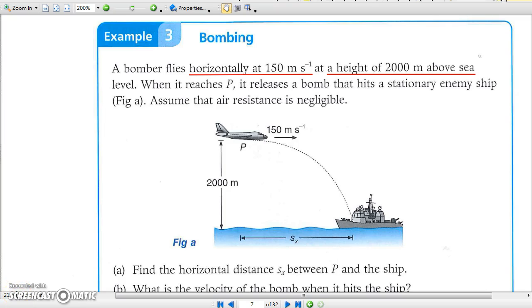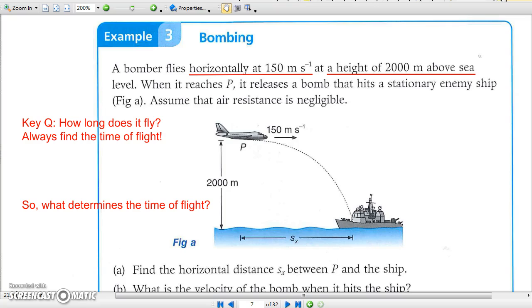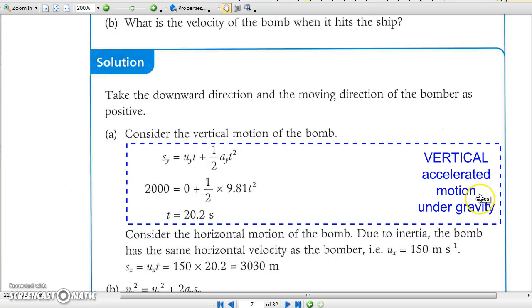So the most important question is, again, how long does it fly? What determines the time of flight in this case? The answer is the 2,000 meters. It takes longer to reach the sea if the bomber is higher. It takes a shorter time if the bomber is closer to the sea. So we use the equation for vertically accelerated motion in order to find the time of flight. And we find that the bomb takes 20.2 seconds to reach the sea. So the bomb travels horizontally for 20.2 seconds. And so it travels 3,030 meters away.